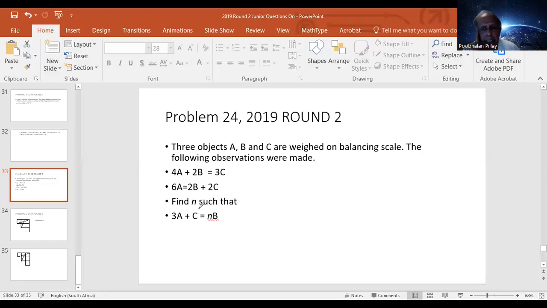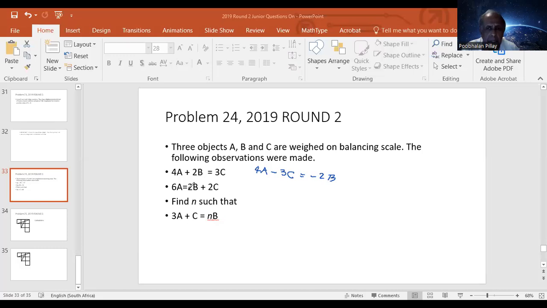And the way to do that is to bring all the a's and c's to one side. Like here, I've got 4a minus 3c equals minus 2b. You have to do it like that, because you want a in terms of b. So I must get an equation, put a's and c's on one side and b's on the other.